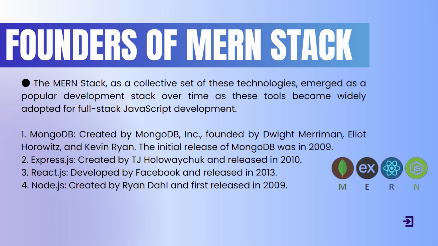MongoDB was created by MongoDB Inc., founded by Dwight Merriman, Elliot Horowitz, and Kevin Ryan. The initial release of MongoDB was in 2009. Second one is Express.js, which was created by TJ Holowaychuk and was released in 2010. Third one is React.js, which was developed by the Facebook team and released in 2013. The last but not the least is Node.js, which was created by Ryan Dahl and first released in 2009.